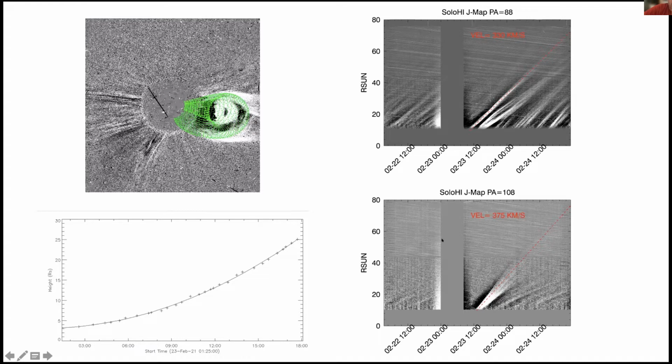And yet for some reason, 20 degrees to the north, the speed is noticeably higher. It's just another way of showing that same complex evolution. So one of the issues we've had so far with all the events seen by both Parker Solar Probe and Solar Orbiter is really the lack of comprehensive data.